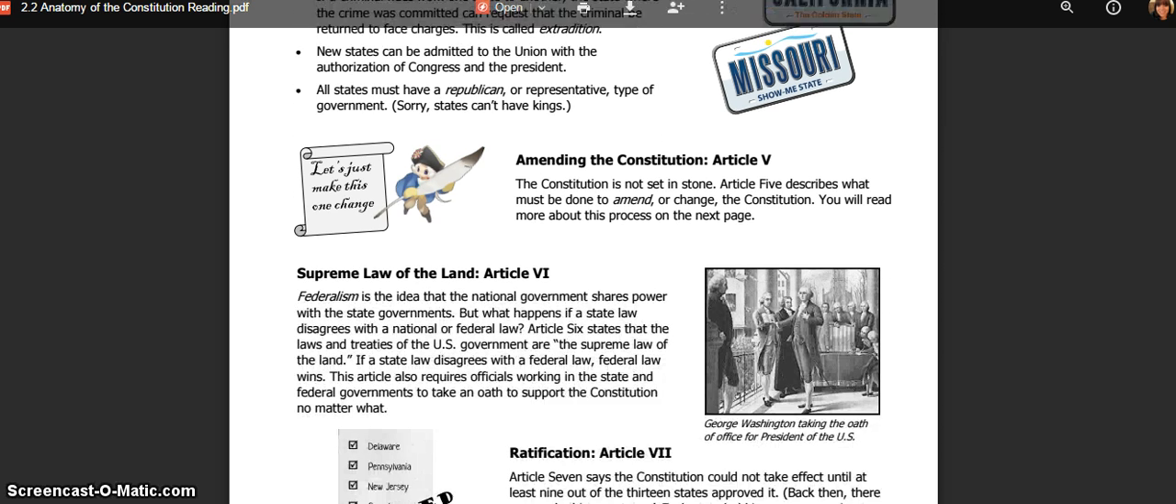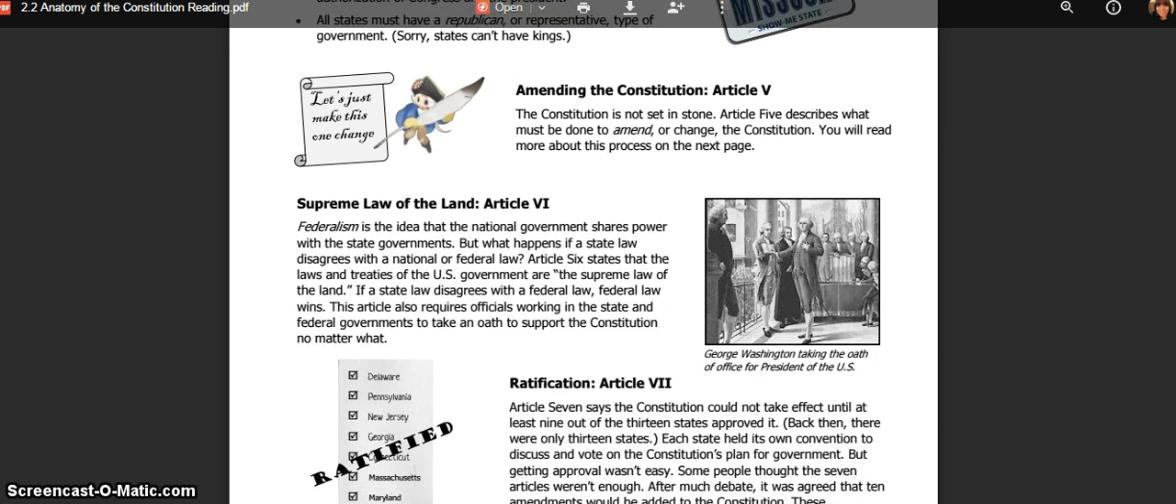Article 6, Supreme Law of the Land. Federalism is the idea that the national government shares power with the state governments. But what happens if a state law disagrees with a national or federal law? Article 6 states that the laws and treaties of the United States government are the supreme law of the land. If a state law disagrees with a federal law, the federal law wins. This article also requires officials working in the state and federal governments to take an oath to support the Constitution, no matter what.